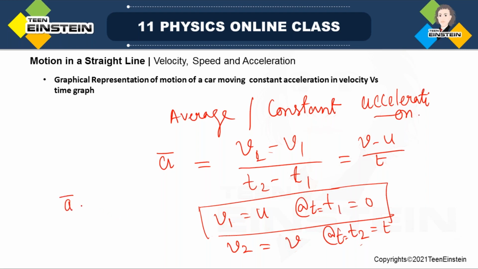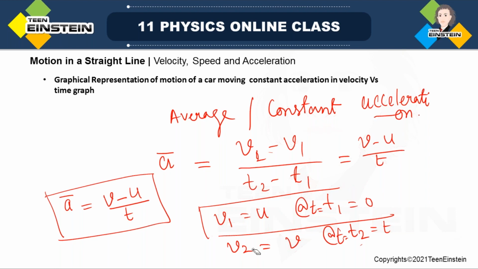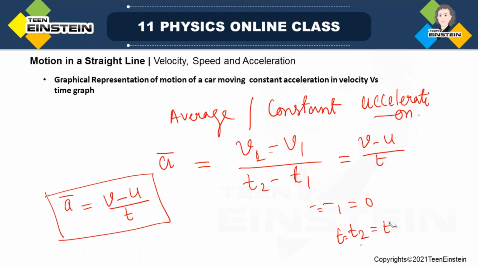So what we get from here: average acceleration is equal to final velocity minus initial velocity divided by time interval. Like that also we can define it. Now you look here, if you know the initial velocity, the time interval, and the average acceleration of motion of the object, then you can easily find out what will be the final velocity after a certain interval.